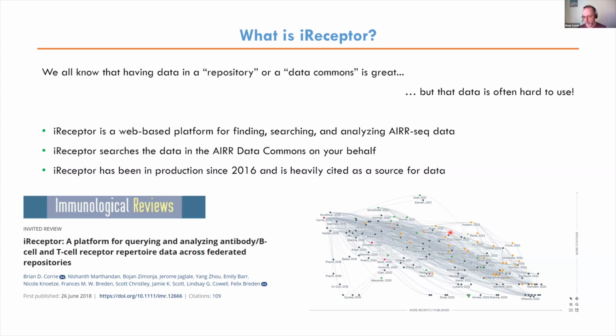One of the interesting things I'd point out is these orange or orange-ish dots. Those are all machine learning papers. So those are all papers that are citing iReceptor as a place to find and get data to train and/or compare data for ML purposes.